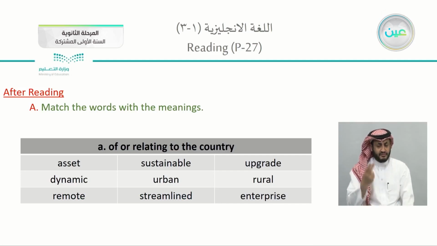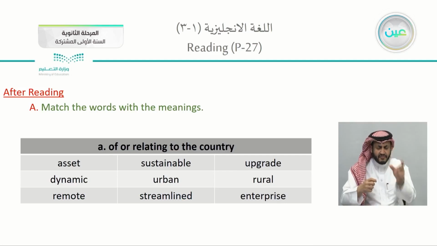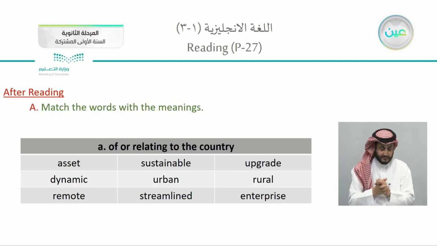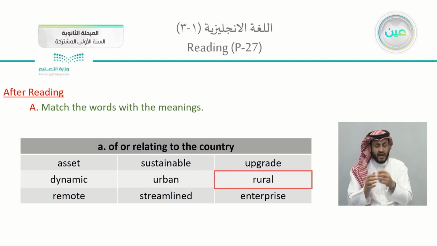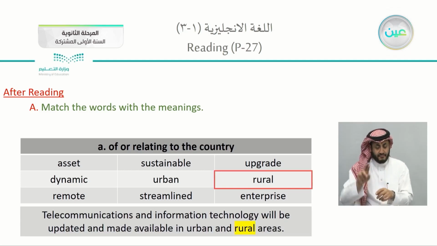Okay, now in your books, page 127, match the word with the meaning. We will try to read the meaning and find whether it is asset, sustainable, upgrade, dynamic, urban, rural, remote, streamlined, or enterprise. A, of or relating to the country. So not the city. Here we're speaking about a place that is rural. You can find it in this sentence.